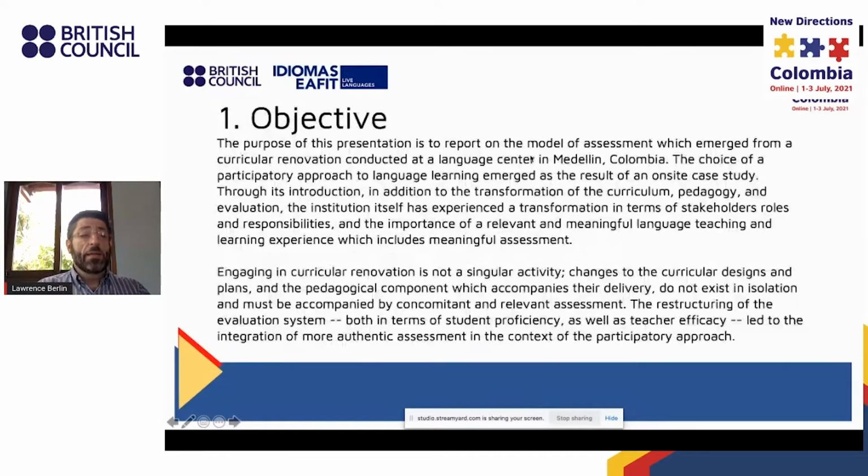Okay, so jumping in. The purpose of the presentation today is to report on a particular model of assessment which emerged from the curricular renovation process, which we began during the early part of 2019. This was done in our language center, Idiomas, in EAFIT, which is a private university in Medellin, Antioquia. It resulted from a particular case study which we conducted and led to the identification of a participatory approach in response to the belief system of our stakeholders, including our students, as well as the academic team and our teachers.